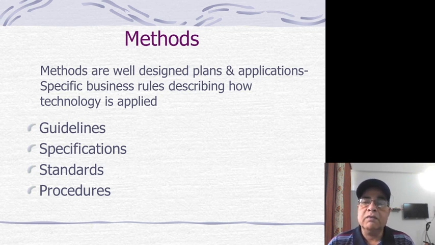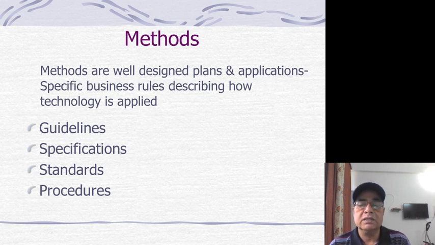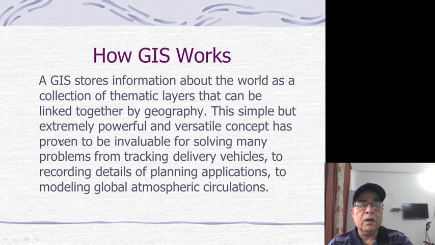So in a nutshell, when I am talking about the GIS, it is a combination of these five components: hardware, software, data, people, and methods. The people, we also at times call the humanware. Humanware, because we are using human beings at different places, so that is why we call it humanware. So how does GIS work?